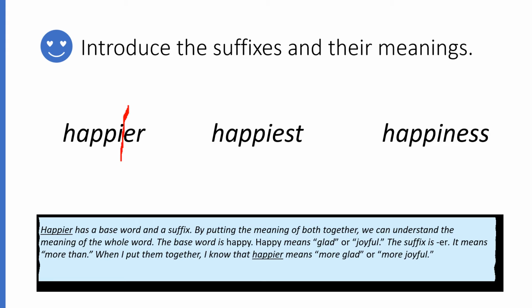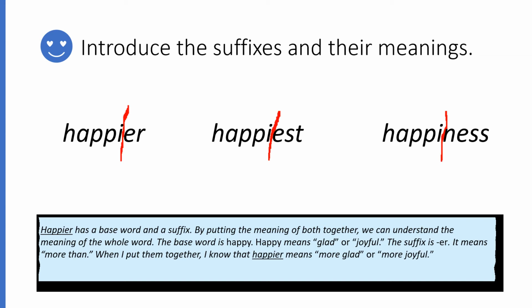Sometimes suffixes change the spelling of the base word. When we add the suffix er to happy, we had to change the y to an i. So for happiest, I'm going to slash it between the i and the est, and where the y used to be, we have an i. And the same for happiness.